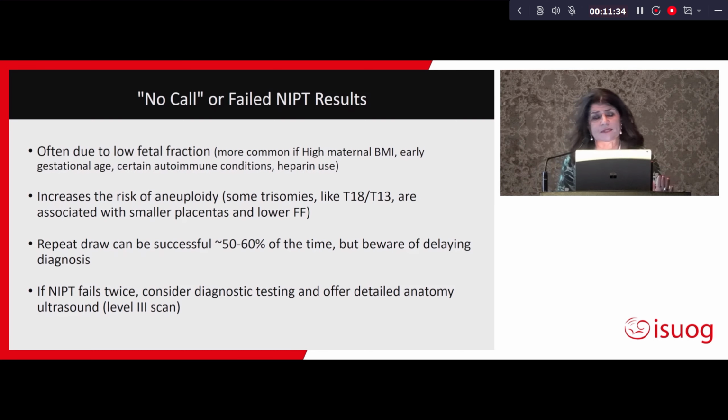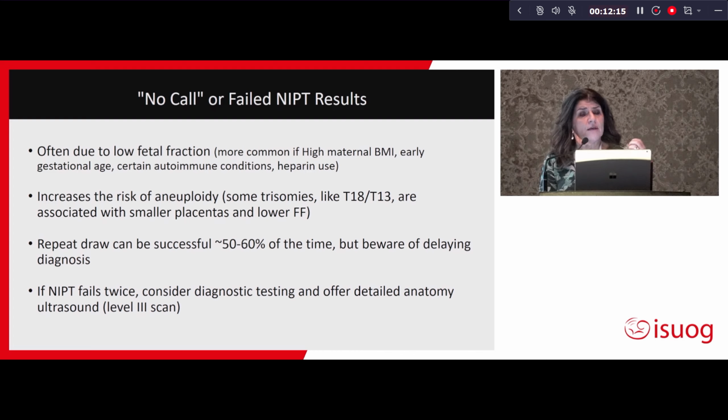You can also get failed NIPT, and often people keep repeating it. Well, there's no point in keeping on repeating it if it comes back as a potential maternal malignancy, but if it's because of low fetal fraction, if you repeat it, you will get a result in 50 to 60% of cases. Your second test might still come back unable to report. And we know that the placenta is smaller in some trisomies, so it's perhaps why the fetal fraction is low. So there's a slightly higher rate of aneuploidy if you get a no-call result in a NIPT. So I think you have to take the individual circumstances into account.